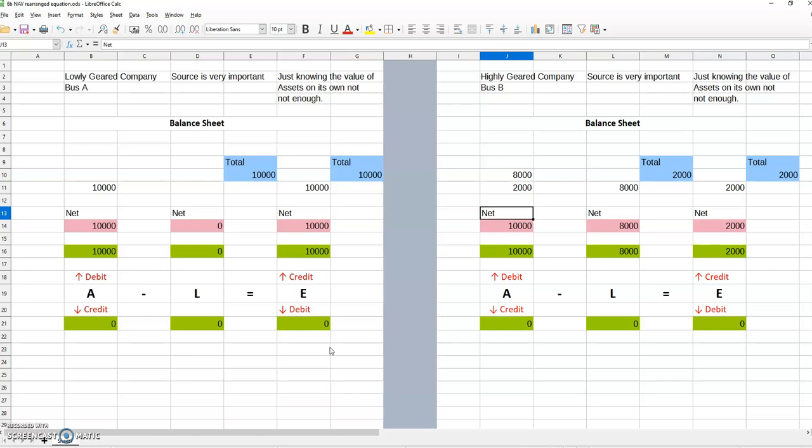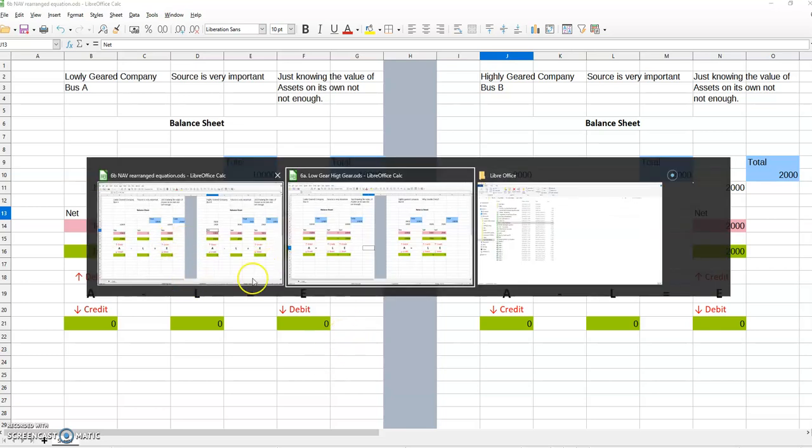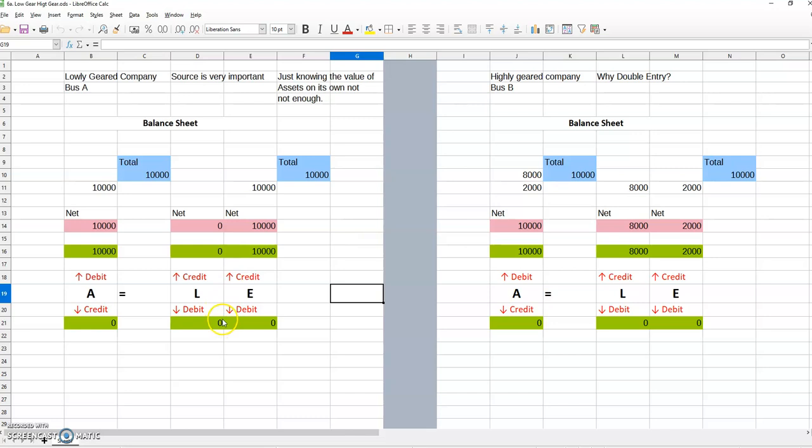Now, could you do a balance sheet this way around? You could. I've seen one or two. You could do it this way as well. All right. So that's it. I think that's an important thing to realize when you are doing accountancy.